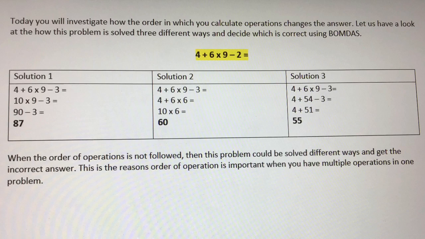If we have a look at the solutions down below, they have been solved different ways and each have a different answer. This is because they haven't been solved using BOMDAS. So when the order of operations is not followed, then this problem could be solved different ways and you could get the incorrect answer. This is the reason that order of operations is really important when you have multiple operations in one problem.